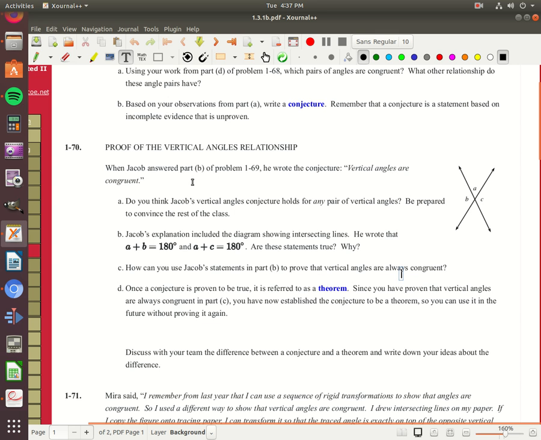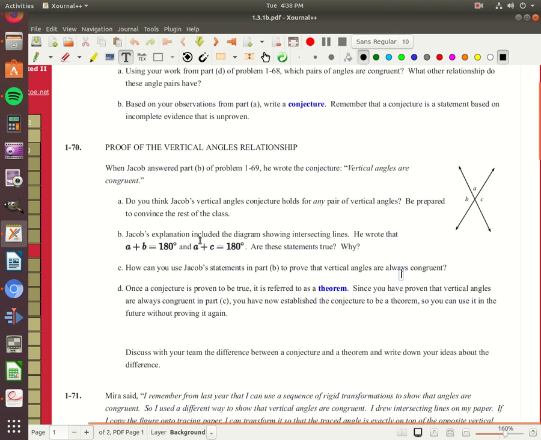It says, when Jacob answered part B of this problem, he said vertical angles are congruent. That was the same thing that we said. So do you think Jacob's vertical angles conjecture holds for any pair of angles? I think it probably does. That logic of supplementary angles seemed to make sense, but let's see.